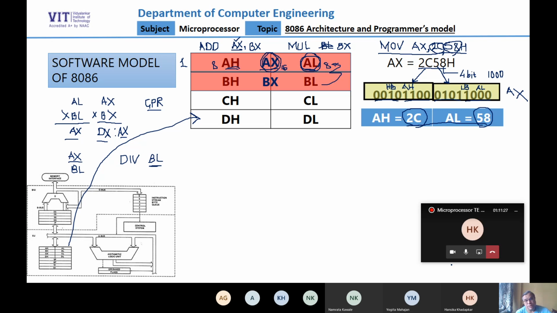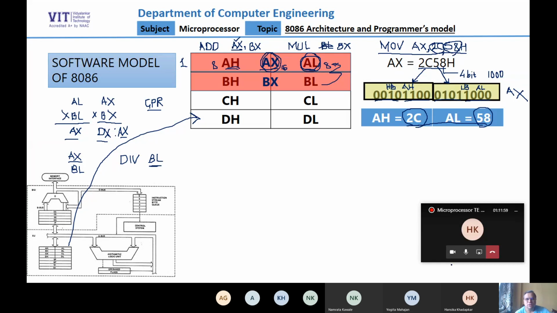This is the specific use of the Bx register, which is not true for Ax. Ax cannot be used to provide the offset. Only Bx can be used to provide the offset of a memory location present inside the data segment. We will see this in the addressing modes. Otherwise, Bx is similar to Ax. It can be used as an 8-bit operand, BL or BH, or as a 16-bit operand. So the specific use is offset, right?